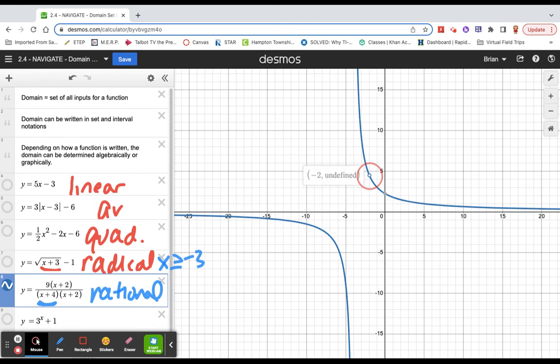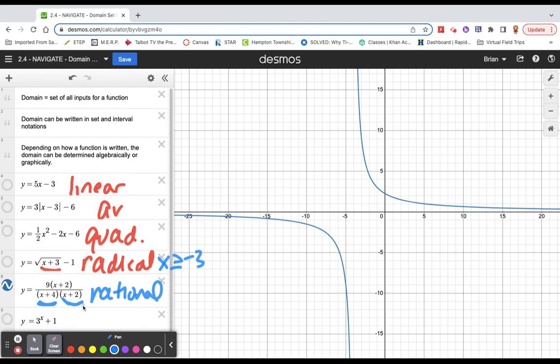-2 is undefined. So while I get that line that it doesn't cross at -4, I also get this situation where there are all of these other points, but at -2, there's nothing. And if you look carefully at the function, you could probably detect why. Take a look at this denominator. X equal to -2 is going to have something of relevance down there as well.